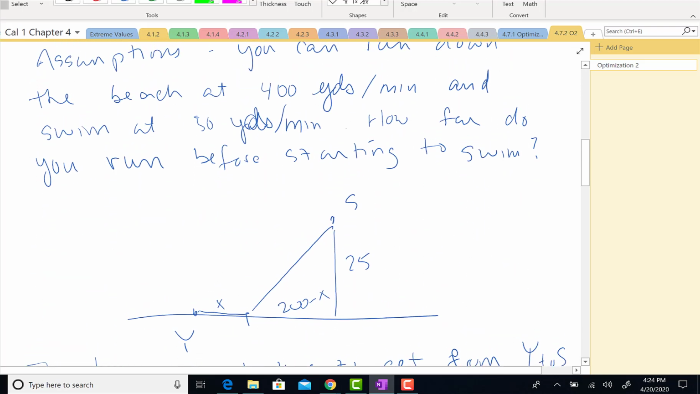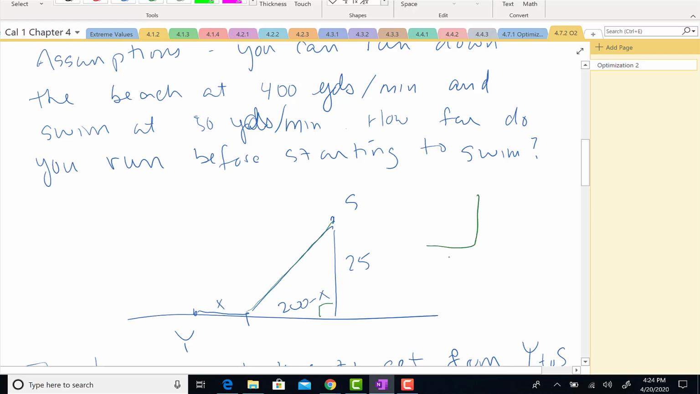Okay, so with this, let's suppose that we run a distance x down the beach, and then we're going to have 200 yards minus x that we have not run, and that we're 25 yards out. So then we'd have to swim along the diagonal of this right triangle. Gee, I wonder how we're going to figure out what that would be. Well, the Pythagorean theorem to the rescue.